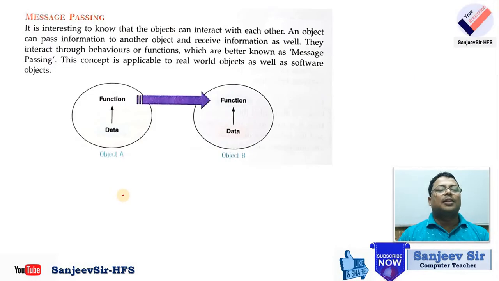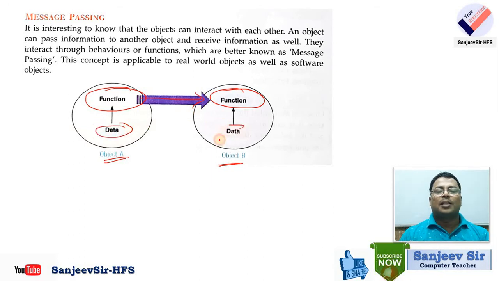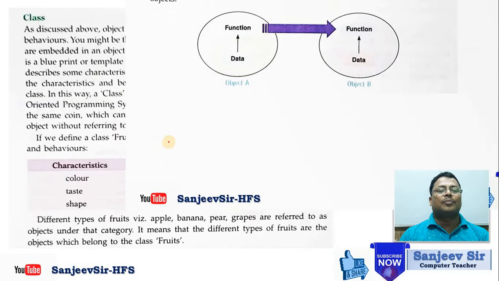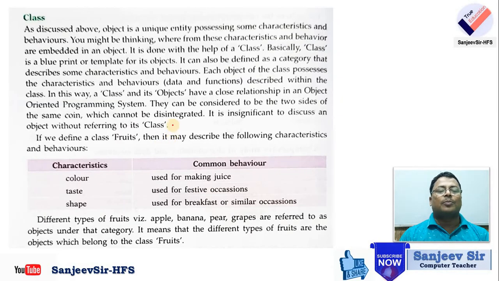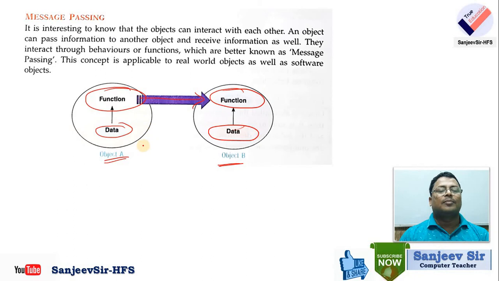Now we understand message passing. What do we mean by message passing? When two objects, object A and object B, communicate, functions are what allow them to communicate with each other, and data will be accessed by the function. That means data will be secure, and only through the functions can objects access each other's data.